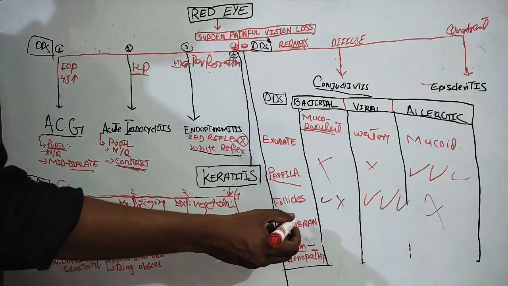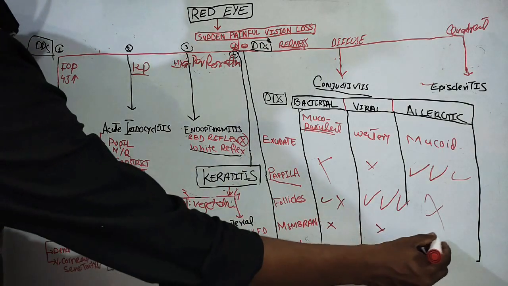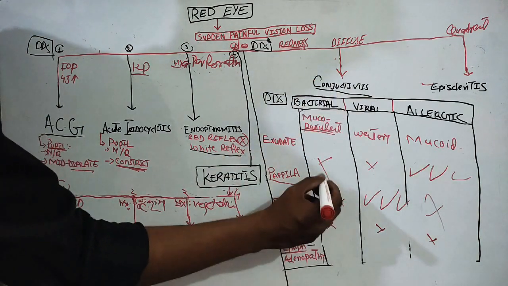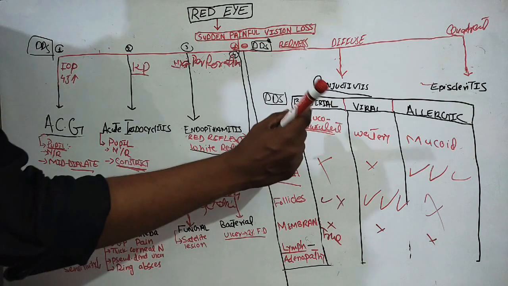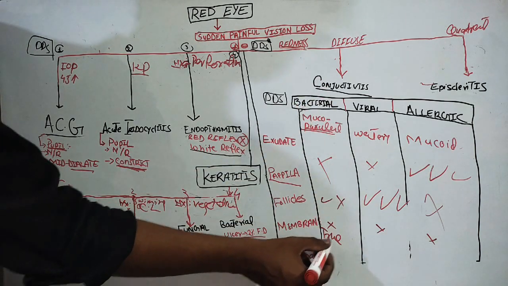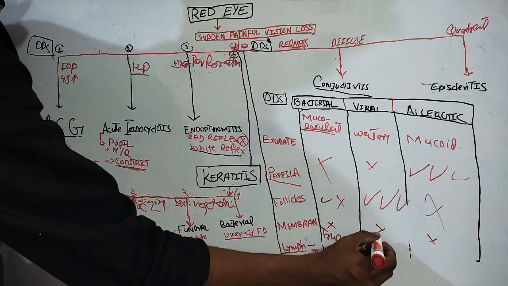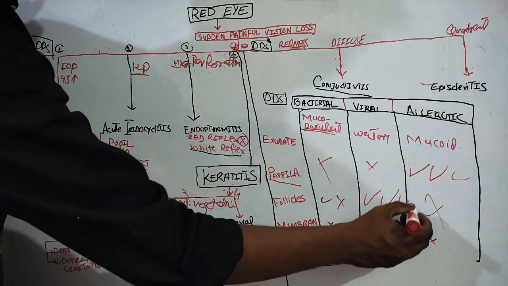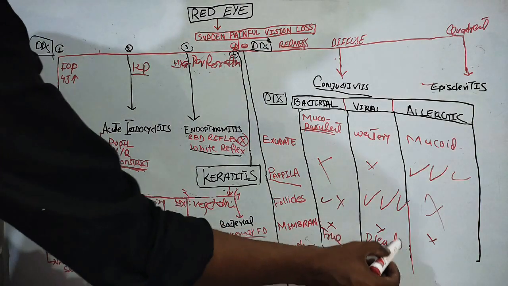Next you have to look for the membrane. The membrane may be absent in all the cases. If present in bacterial cases, then it will be a true membrane, and diphtheria, a specific type of bacteria, that is Corynebacterium diphtheriae, will form the membrane. And if it is present in viral cases, it will be a pseudomembrane, and the specific type of virus in which the pseudomembrane is present is adenovirus.